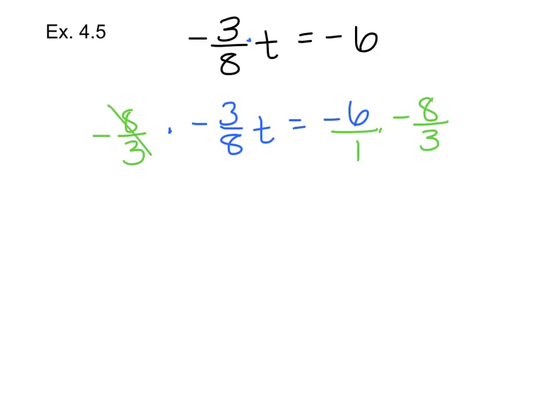Okay, so now our fractions cancel each other out, leaving us with t. And then when you multiply fractions, remember you go straight across, so negative 6 times negative 8 is positive 48. On the bottom, 1 times 3 is 3. And then we can further simplify that by doing 48 divided by 3. And that is 16.